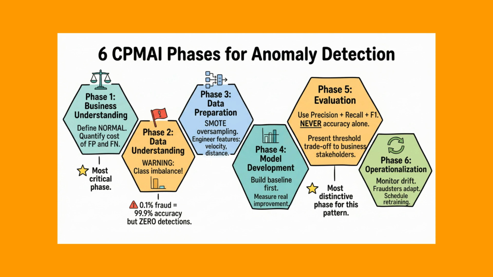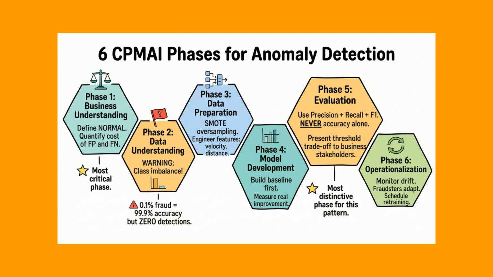Phase 2 is data understanding. The most important challenge is class imbalance. In fraud detection, genuine fraud may be only 0.1% of all transactions. A model that labels everything as normal is 99.9% accurate, but catches zero fraud. Check your anomaly rate early, and plan your sampling strategy before touching the model.